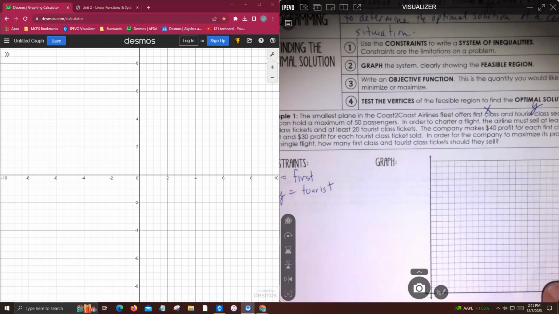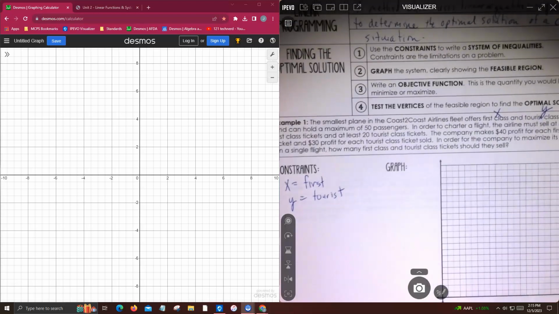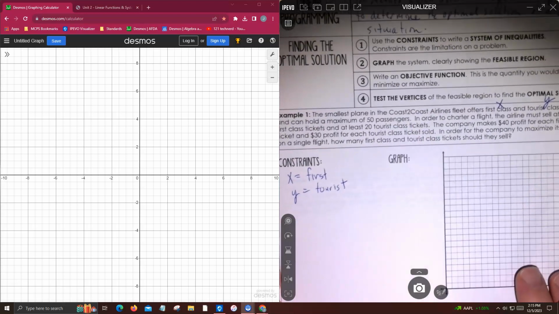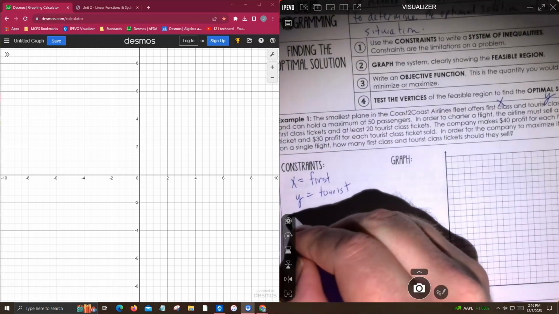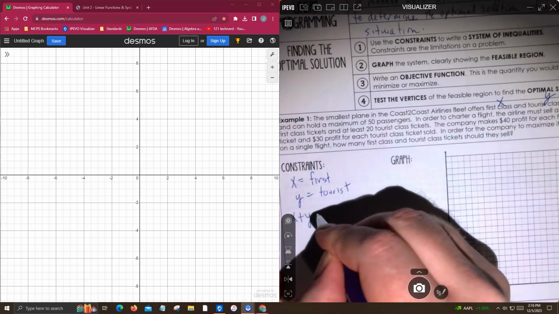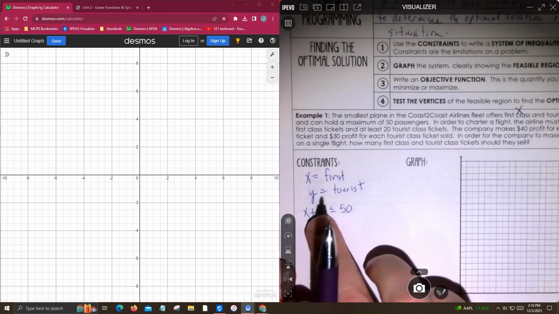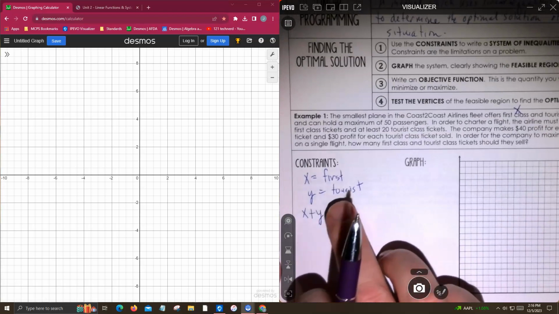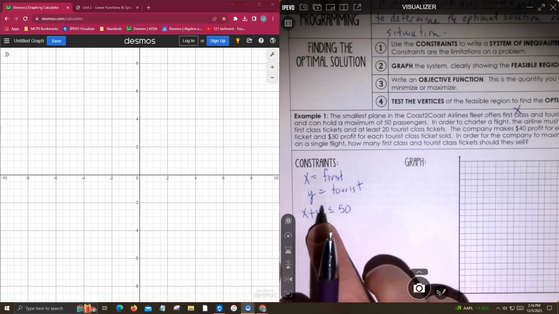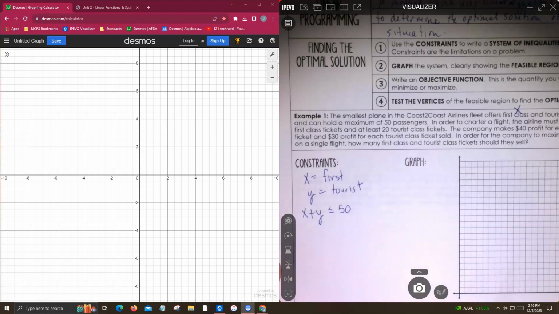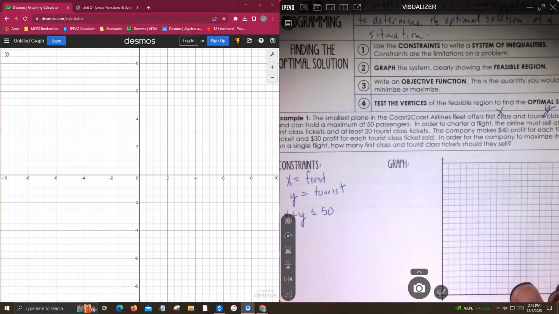Okay, so the first thing says that the most it can hold is 50 passengers. So we're going to write our first inequality as being the amount of passengers. So remember, this is the first class. This is the tourists. So the most seats they're going to be able to sell is 50 because that's all the plane will hold.